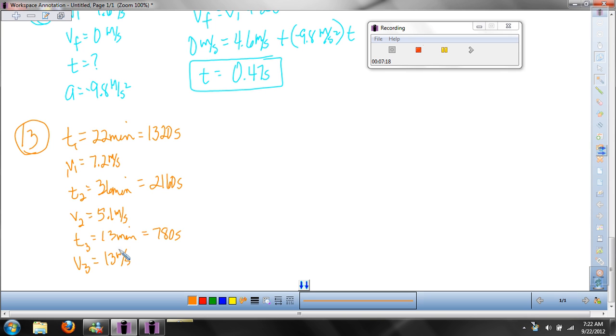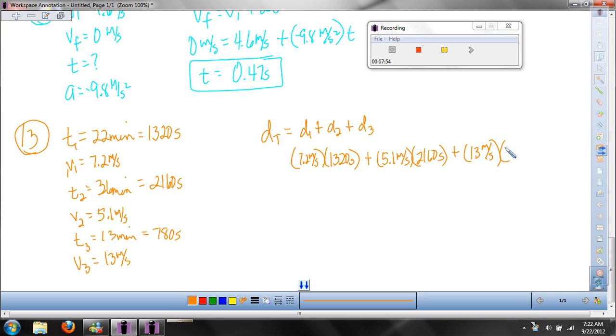All right, they want me to find the total distance and her average speed. So total distance is going to be D1 plus D2 plus D3. So D1 is going to be 7.2 times 1320. D2 is going to be 5.1 times 2160. And then D3 is going to be 13 meters per second times 780.